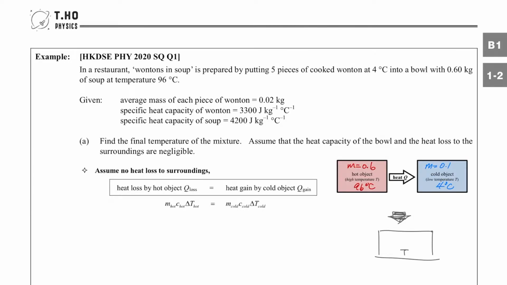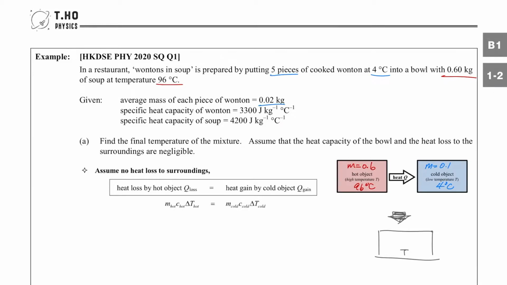HKDSE Physics 2020 structure question 1. So now we are making some wontons in soup by putting 5 pieces of cooked wonton at 4 degrees Celsius into a bowl of hot soup with 0.6 kg of soup at temperature 96 degrees. Okay, so some data are given here.